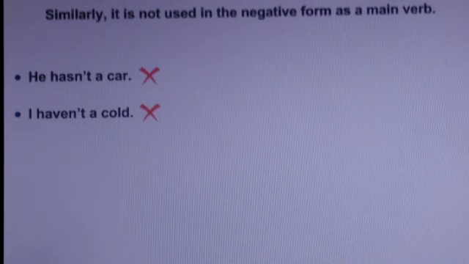Similarly, children, it is not used in the negative form as a main verb. For example, he hasn't a car. I haven't a cold. We never say like that.